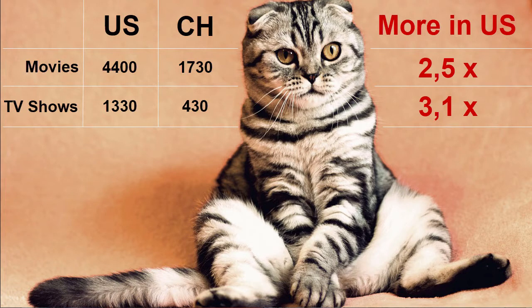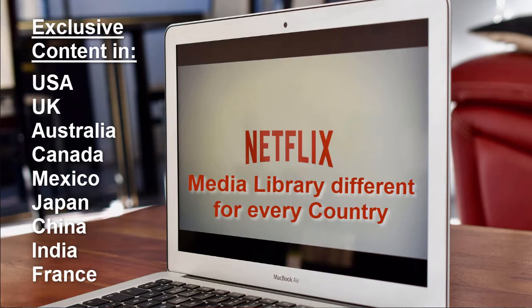Why should you use the US Netflix version? Well, there are 2.5 times more movies and 3 times more TV shows in the US Netflix version compared to the Swiss Netflix version. But of course, although the US has the biggest media library on Netflix, there are TV shows and movies not available in the US, so it makes sense to access different media libraries, because some TV shows and some movies are only available in certain countries, so it makes sense to use several Netflix country versions.